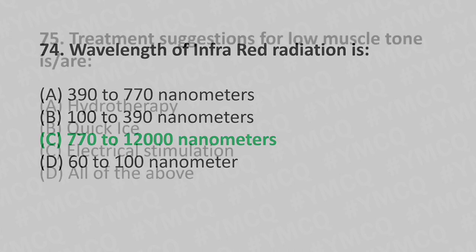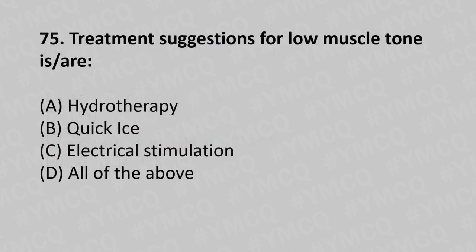Moving to our 75th question. Treatment suggestion for low muscle tone is or are Option A, hydrotherapy. Option B, quick stretch. Option C, electrical stimulation. Option D, all of the above. And the answer is Option D, all of the above.